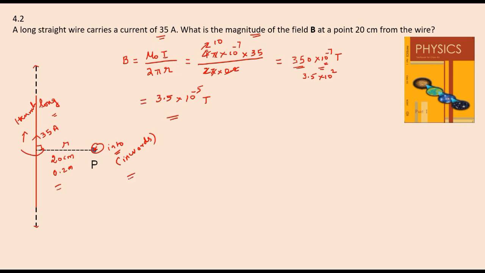Direction pointing inward. How do you find? Apply grip rule such that the stretched thumb will be pointing this way, then the curled fingers will be in this manner. So here the field is coming out, here the field is going in. The field lines are circular, the conductor will be along the axis of the circle. Is it clear? Thank you.